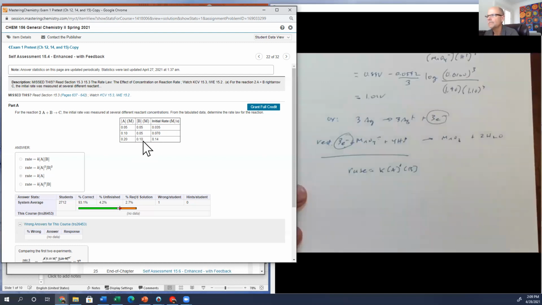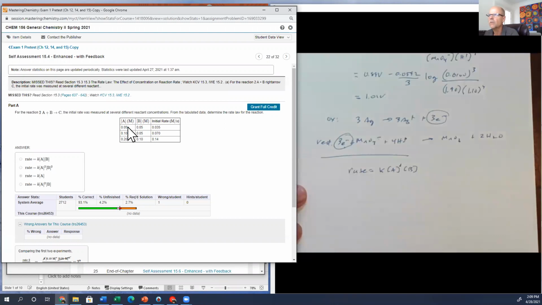Now, what about B? Now you go here and you see that you only have one more data set to determine what the order is with respect to B. But unfortunately, the concentration of A is not held constant between this experiment and that experiment, right? But you already know the concentration dependence of A because you got it from this first set of experiments, right?